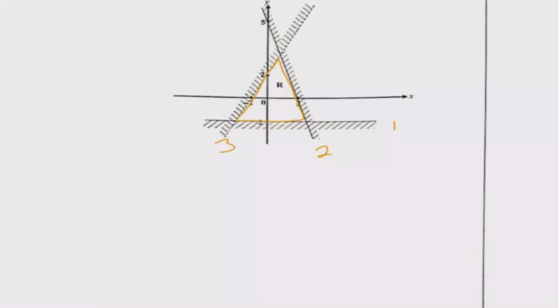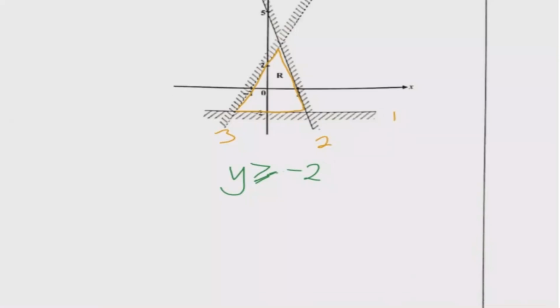is passing through the y-axis at -2. So we can say, for the unshaded area, y is greater than or equal to the point where it's passing, which is -2. That equation describes that line. Okay, so we can go down there and write our answer. The first inequality is y is greater than or equal to -2.